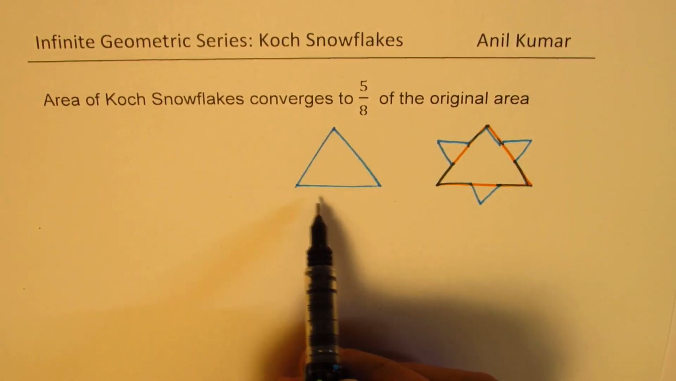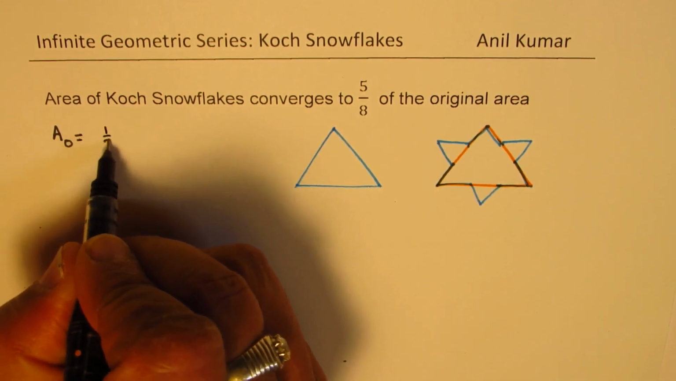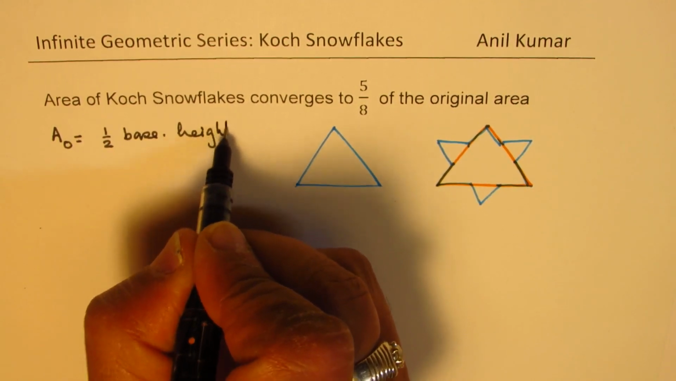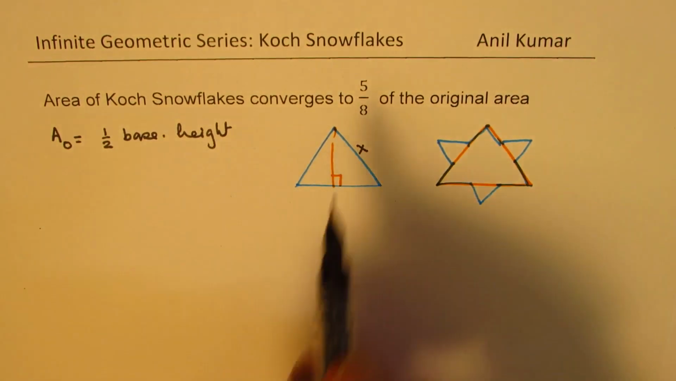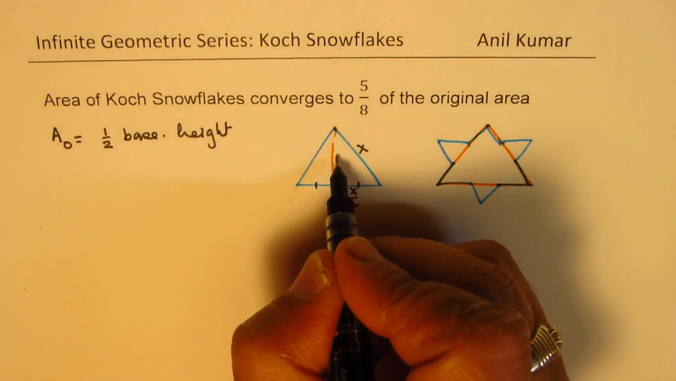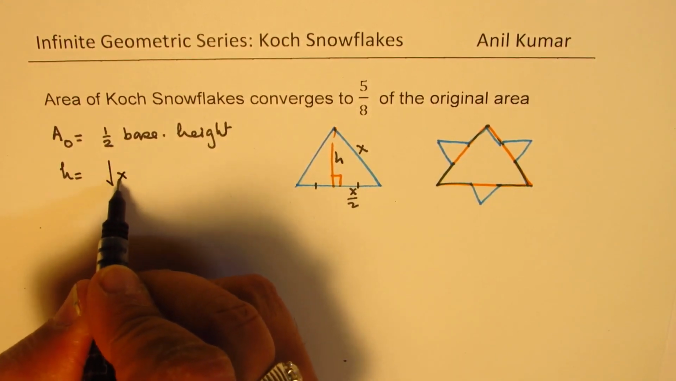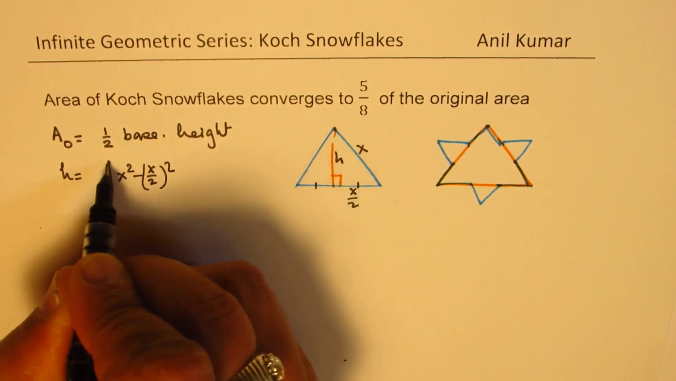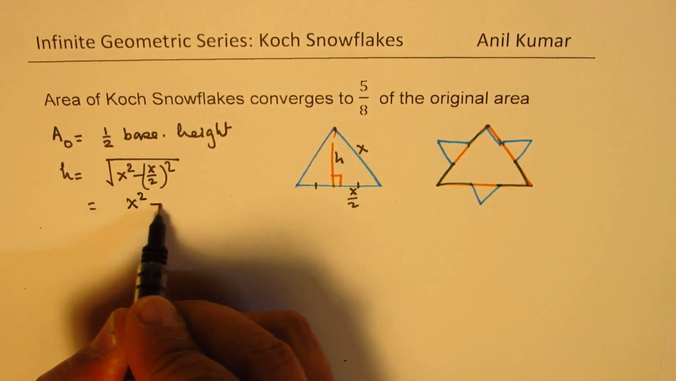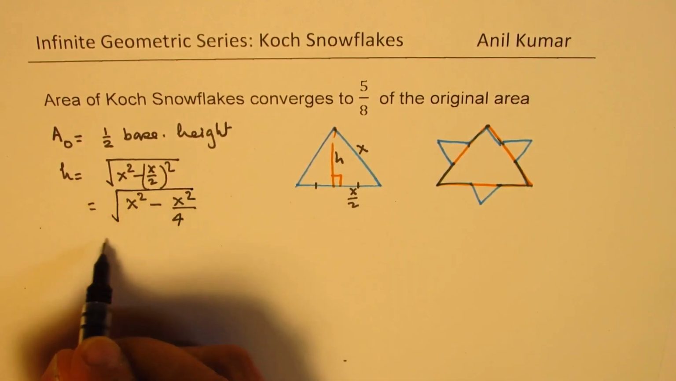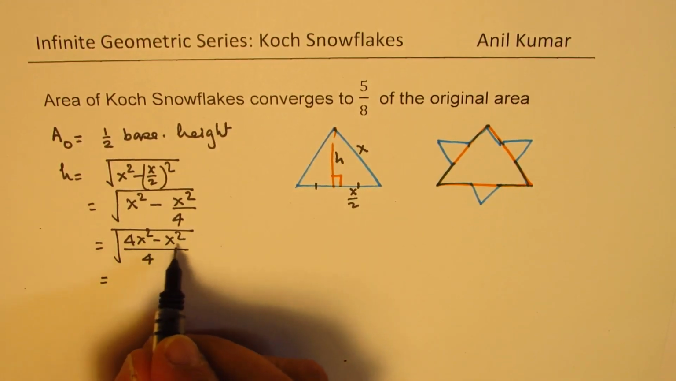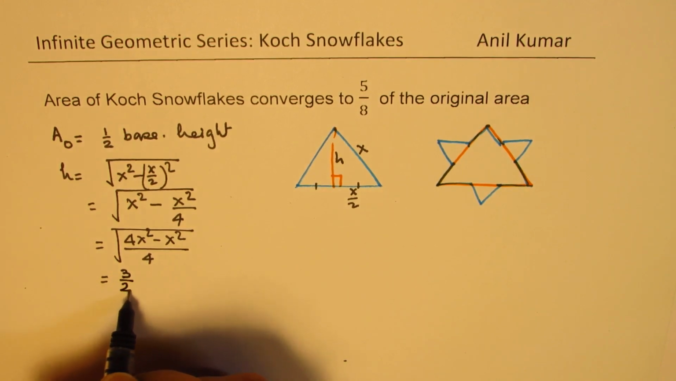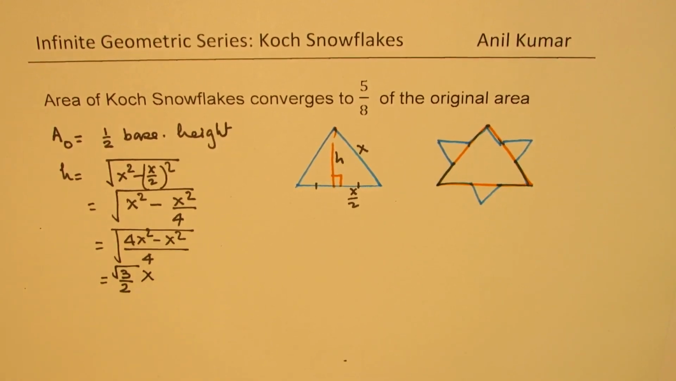So let's also try to see how to calculate the original area. So let's call this area A0, right? So area is half of base times height. In this case, let us say we'll take this side as x, and if I drop the perpendicular, in that case this will be x by 2, right? These sides will be equal, and let's say the height h will be equal to the square root of x square minus x by 2 whole square. So that will be equal to the square root of x square minus x square by 4, which is 4x square minus x square by 4 under the square root, which is 3 over 4 x square, right? So x square can be taken out. So we get root 3 over 2 times x. That is also a standard formula.